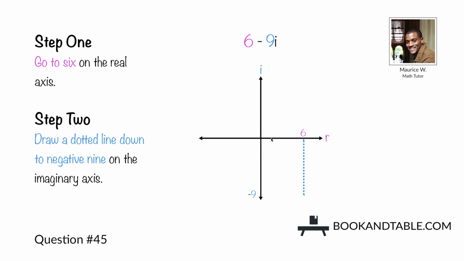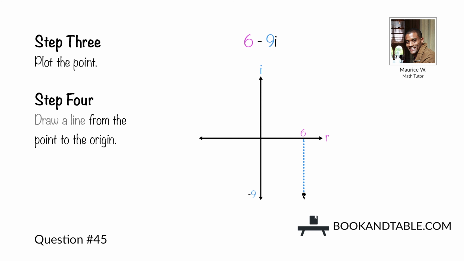Step 1, go to 6 on the real axis. Step 2, draw a dotted line down to negative 9 on the imaginary axis and then plot the point. This represents our complex number 6 minus 9i. And from here we want to draw a line from the point to the origin. The angle on the inside of this right triangle is the argument or theta that we are looking for.